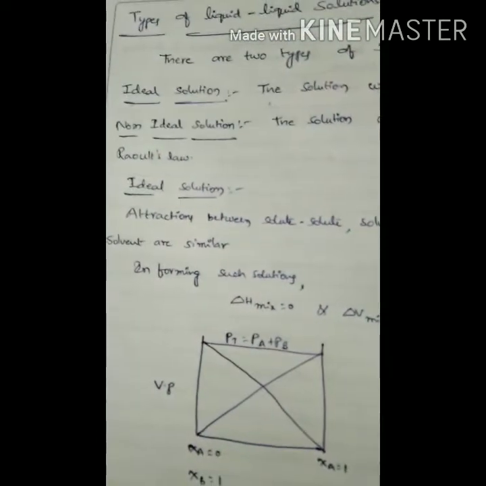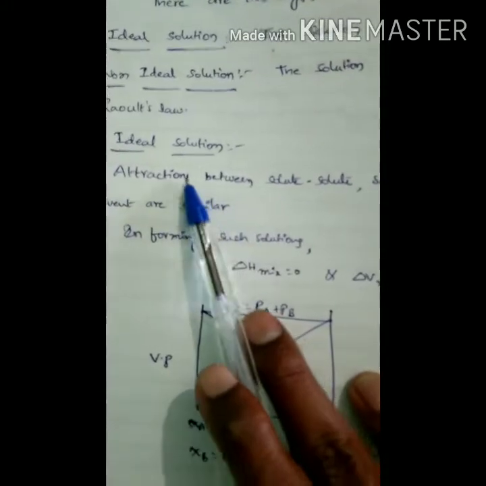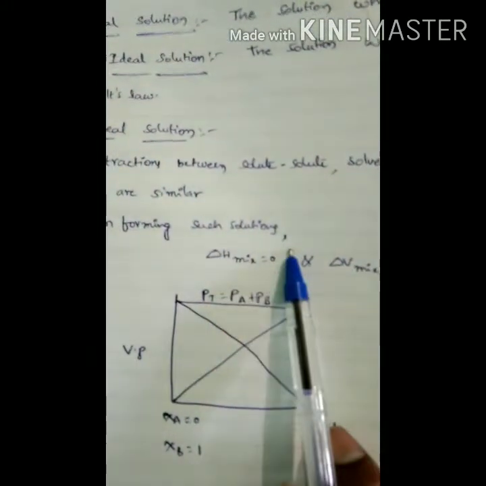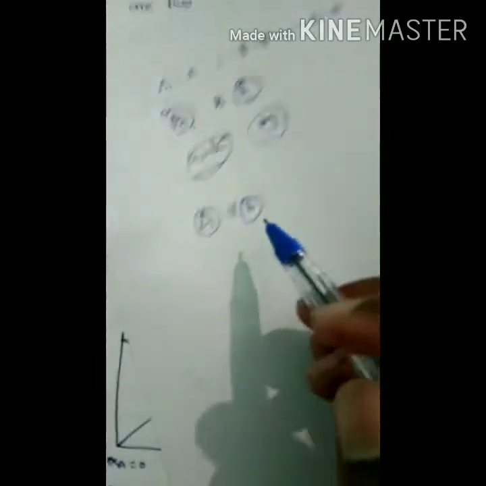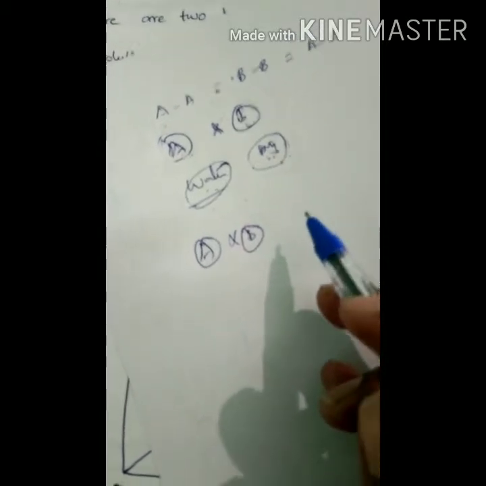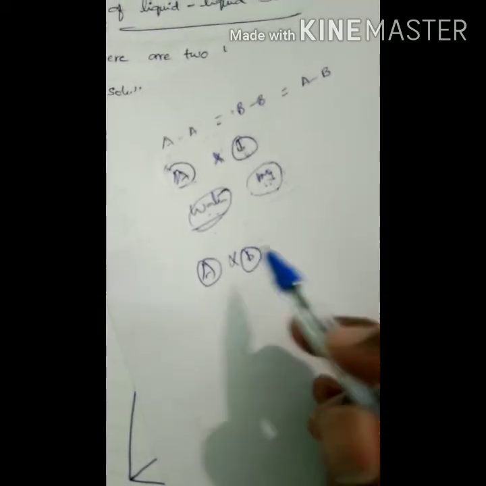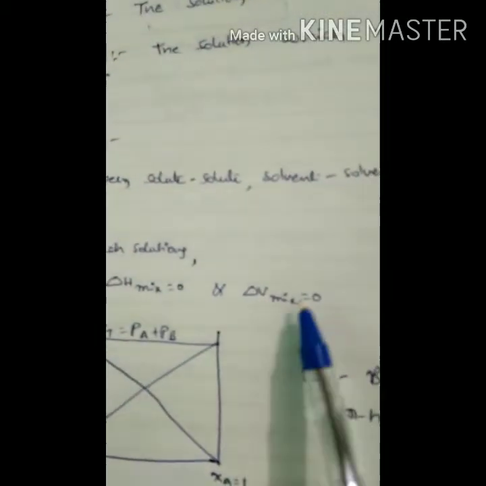So the explanation is here: attractions between solute and solvent, and between solute and solute, are similar. Such solutions are called ideal solutions. In forming such solutions, delta H mixing equals 0. That means when we mix A and B liquids, there is no chance of releasing heat and no chance of absorbing heat. So delta H mixing is equal to 0. And similarly delta V mixing is also 0.